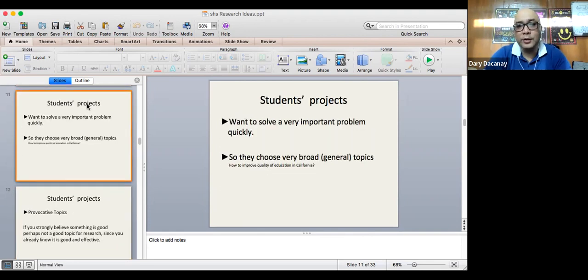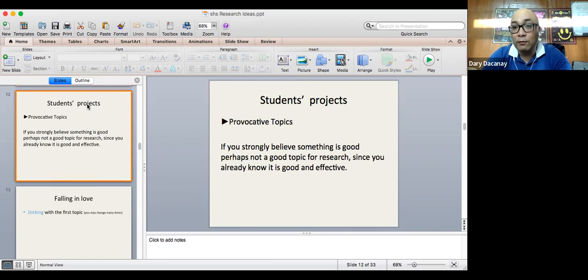So, okay, now students' projects. For example, if you want to solve a very important problem quickly, then you need to try to list those things that you'll be able to do to solve that problem. So they choose very broad general topics. Yeah, I've been telling you, when you put a topic, kailangan very specific yun. There can be provocative topics. If you strongly believe something is good, perhaps not a good topic for research, since you already know it is good and effective. Meaning, if you already know the technology is indeed helpful to humanity, ano pa ba yung gagawin mong research doon? So you have to be able to clear that up.